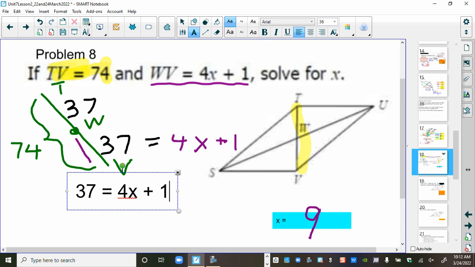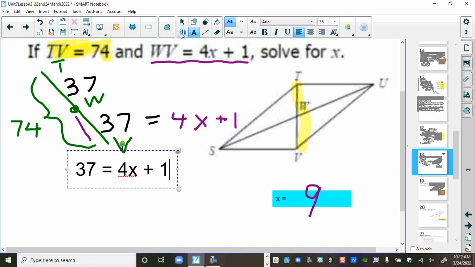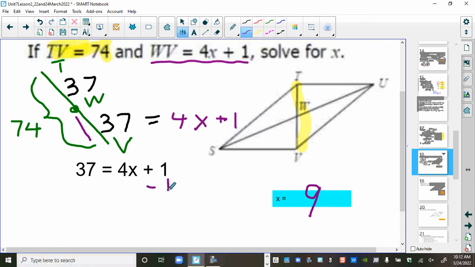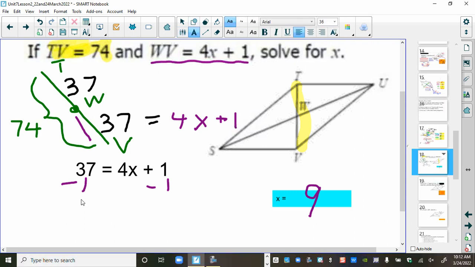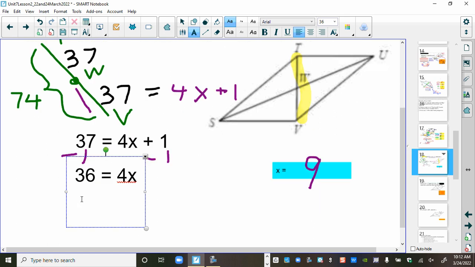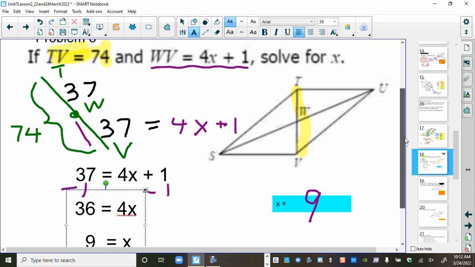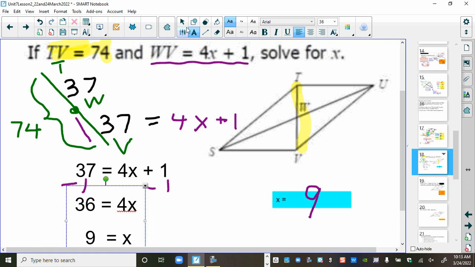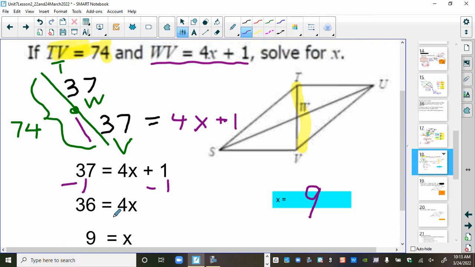And then, again, this is real quick, 2 steps. I should not even have to do this one. Minus 1, and then 36 equals 4x. And then divide both sides by 4. That's how we're going to get 9 to equal x. Again, at this juncture of the school year, I should not need to review this.